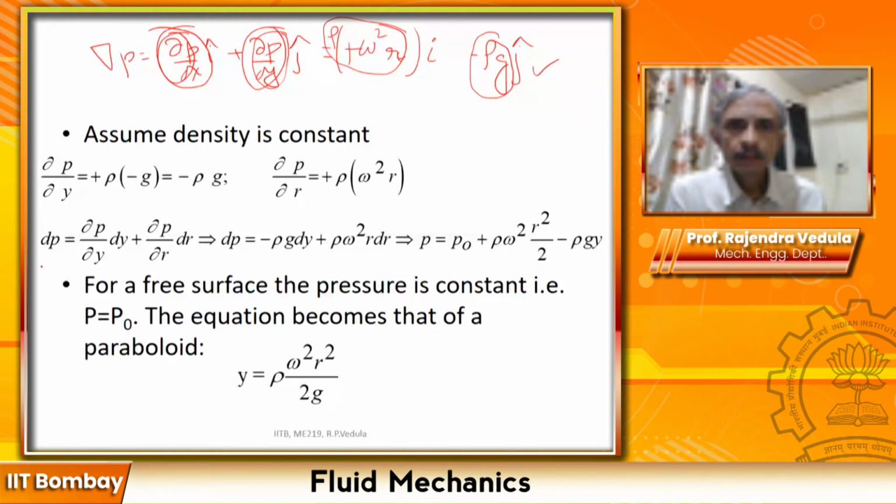Go to your calculus. dP is del P del y dy plus del P del r dr. So dP is equal to minus rho g dy plus rho omega square r dr. Go ahead and perform the integration and you get P is equal to this. Okay, and if P is equal to P naught, which is a free surface, which is what is being shown here.